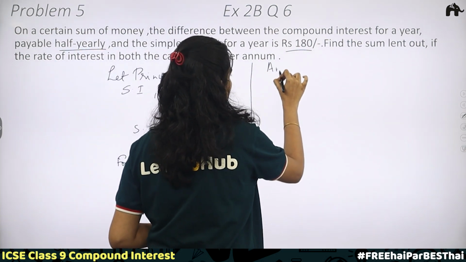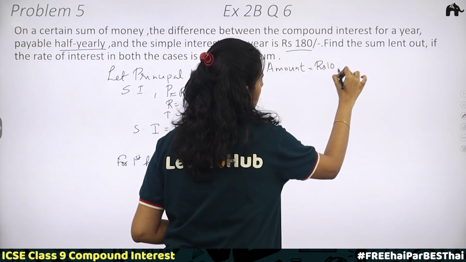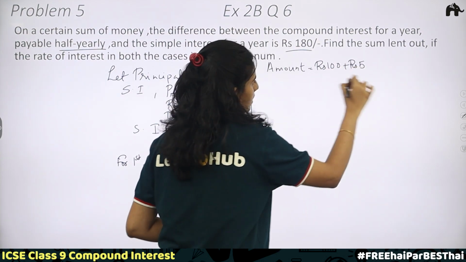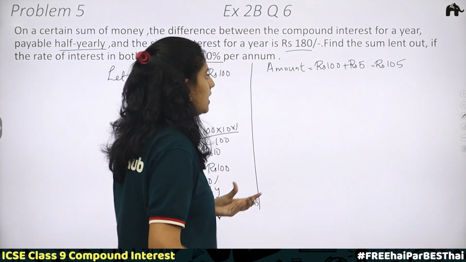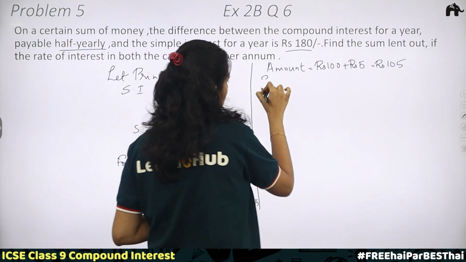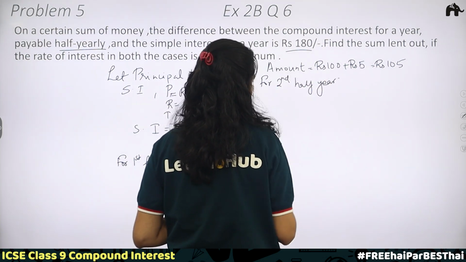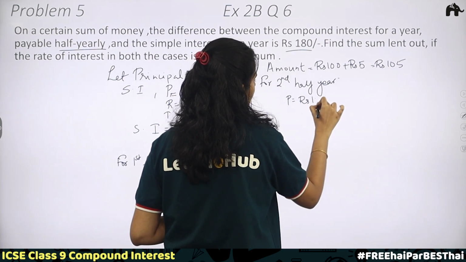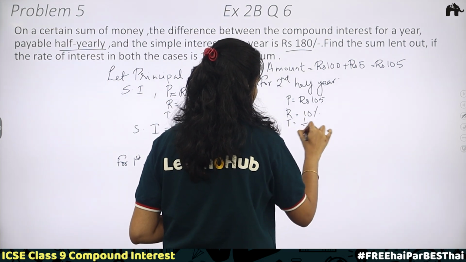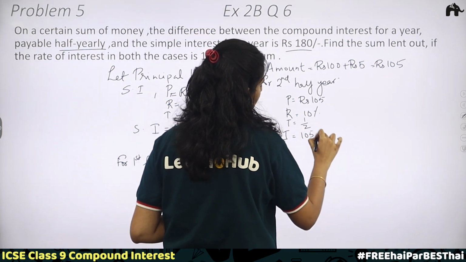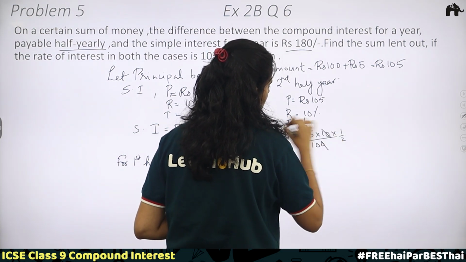Now what is the amount? Amount will be equal to the principal rupees 100 plus rupees 5, which is rupees 105. Okay, we got the amount. This amount will be the principal for next half year. For second half year, principal is equal to rupees 105. Rate of interest is same, 10%. Time is equal to half. Interest is equal to 105 into 10 into half divided by 100. 0 gets cancelled.